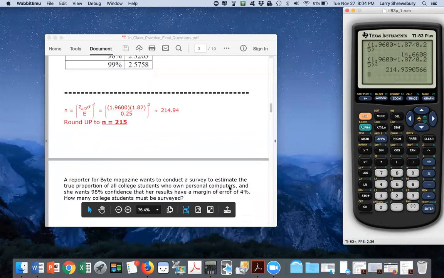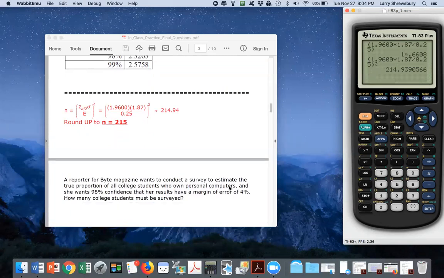Now let's look at this one. Oh, I dug this out from the dustbin of history here. Byte Magazine, that's not around anymore. A reporter for Byte Magazine wanted to conduct a survey to estimate the true proportion of all college students who own personal computers. Well, you see, way back when Byte Magazine was around, not everybody had personal computers. Why, you were lucky if you had one. Sounds funny now, huh? Well, anyways, she wants 98% confidence that her results have a margin of error of 4%. How many college students must be surveyed?